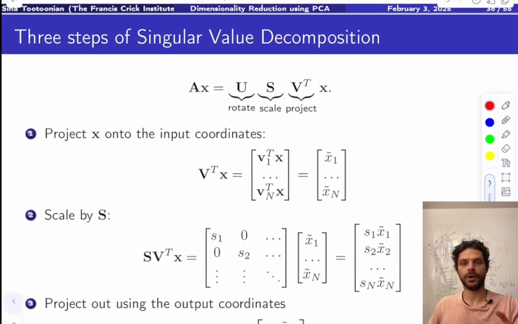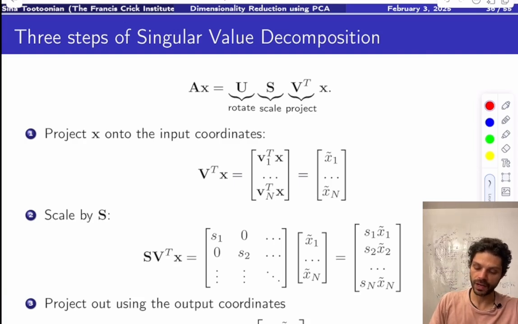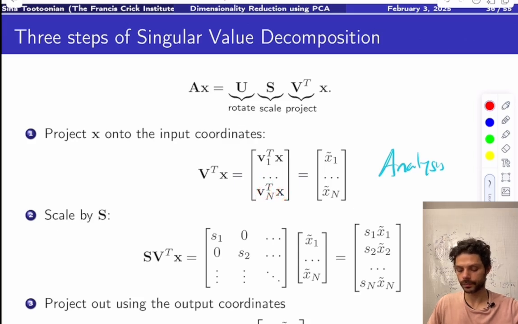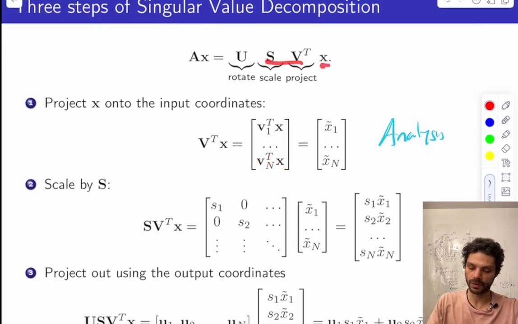We're going to apply it now in this particular case to an actual example, so again, you can see what's happening. The very first step, we're going to apply to x, projecting x onto the input coordinates, right? So this is, again, our analysis step. We're taking x, projecting onto the individual coordinates. In the next step, we're going to scale the result, right? So here's a scaled result.